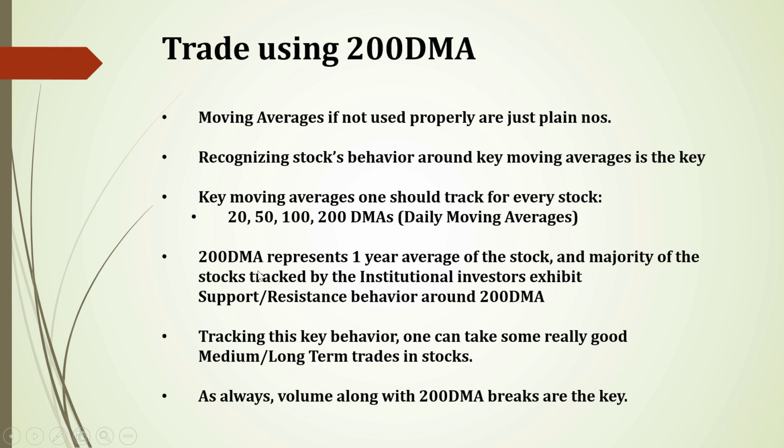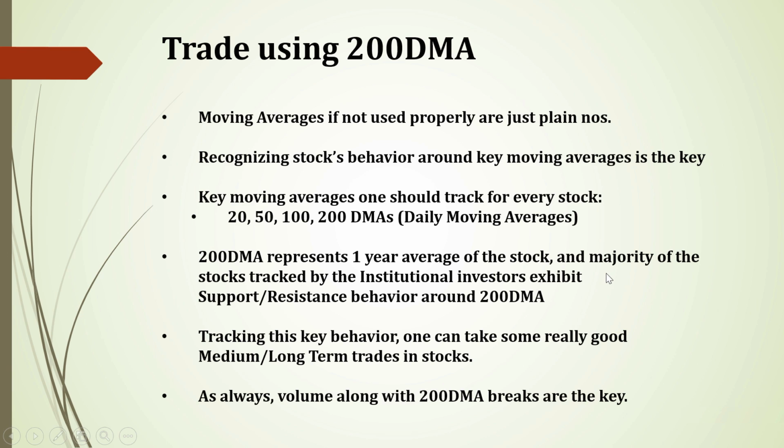What is 200-day moving average? 200-day moving average basically represents 1 year average of the stock price, right? So typically, if you try to take an average of a stock price for the last 1 year, you should be looking at 200 DMA. That's what it represents, right?